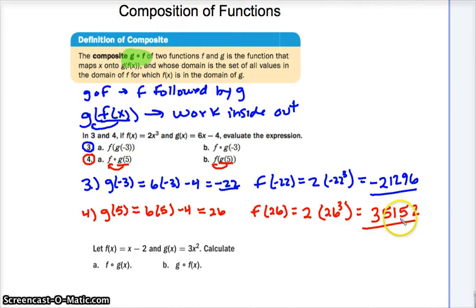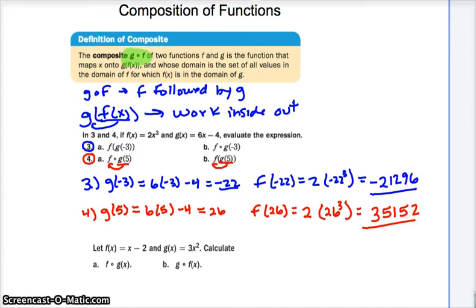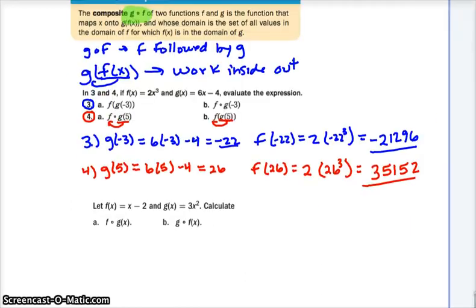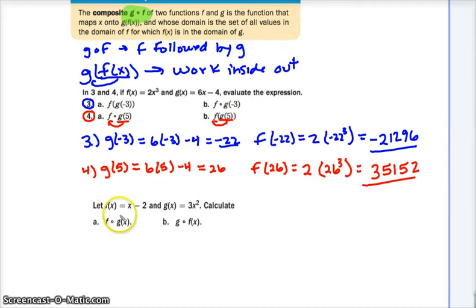Alright, what if I'm not given any values and instead I am asked to do just the composition of two functions, plugging one function into another? Here's how it works. For part A, I'm going to take the function g and plug it into function f, where you see x. So for this situation, I'm going to take g, 3x squared, and plug it in where I see x in the function f. So f of g of x equals 3x squared minus 2.